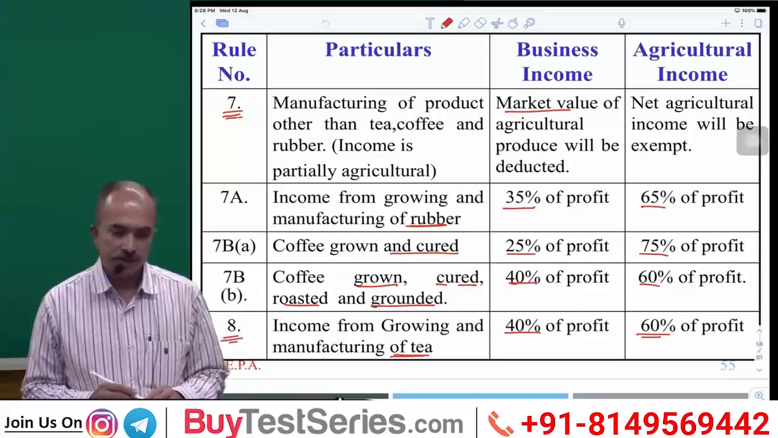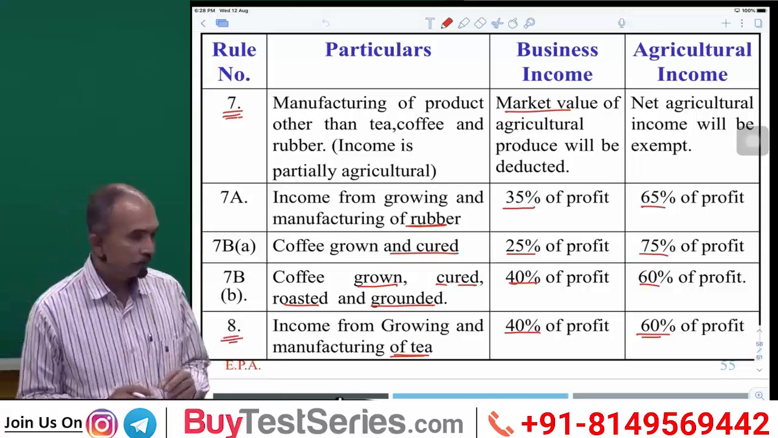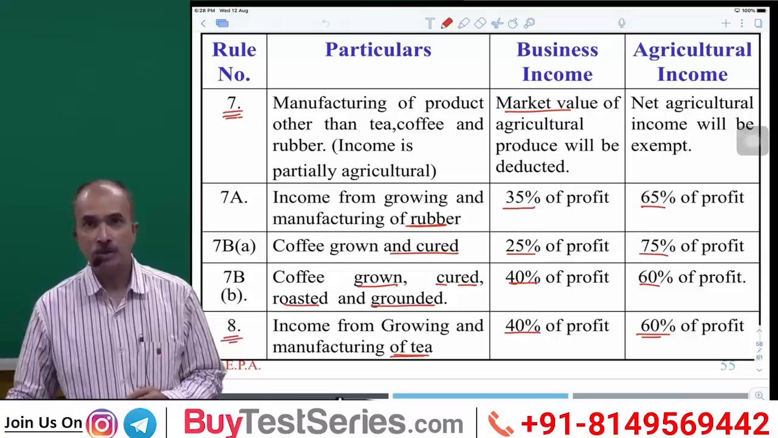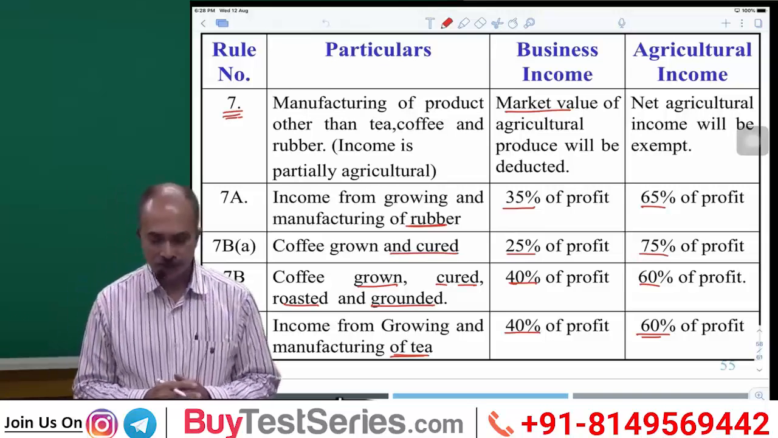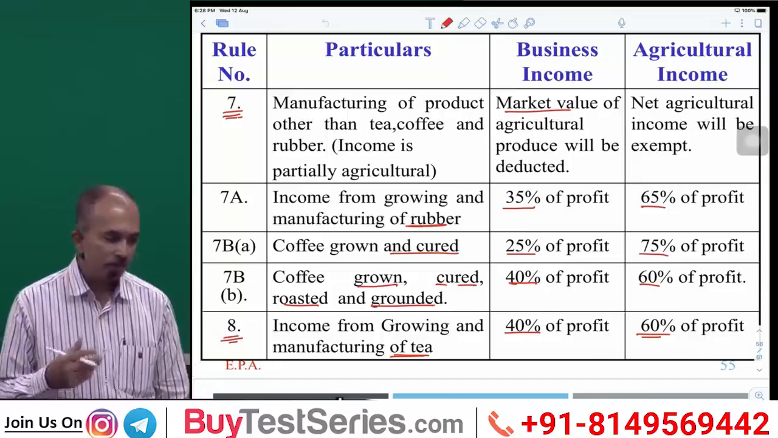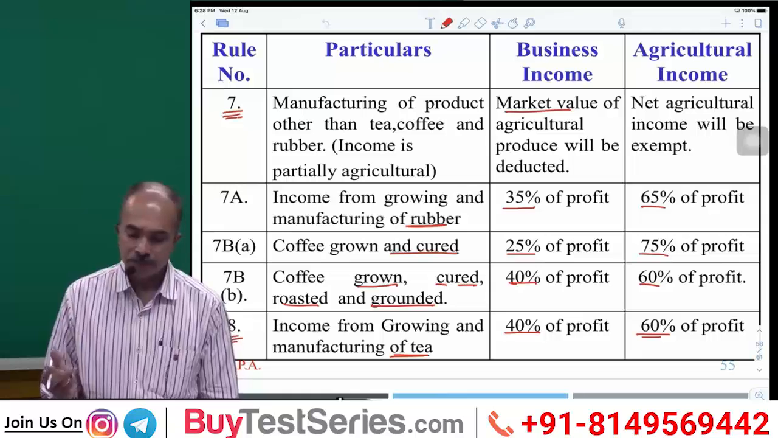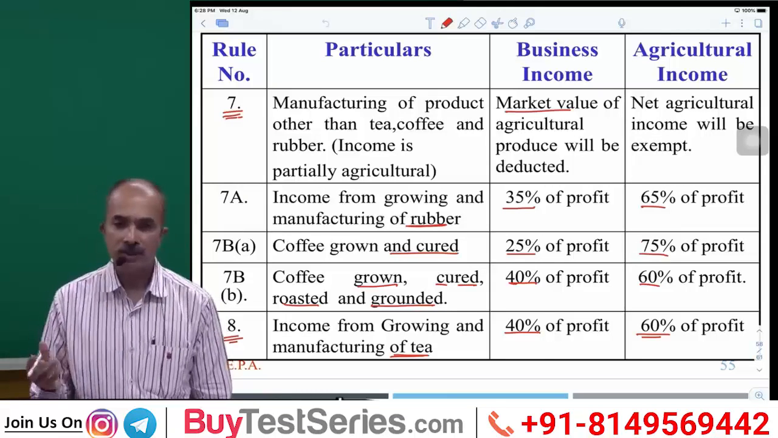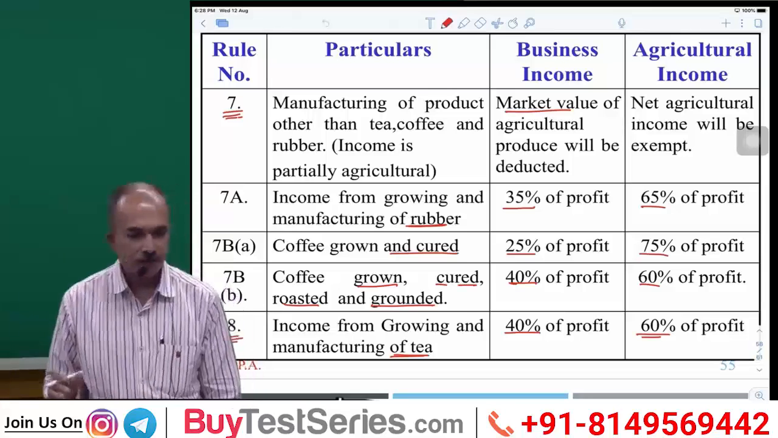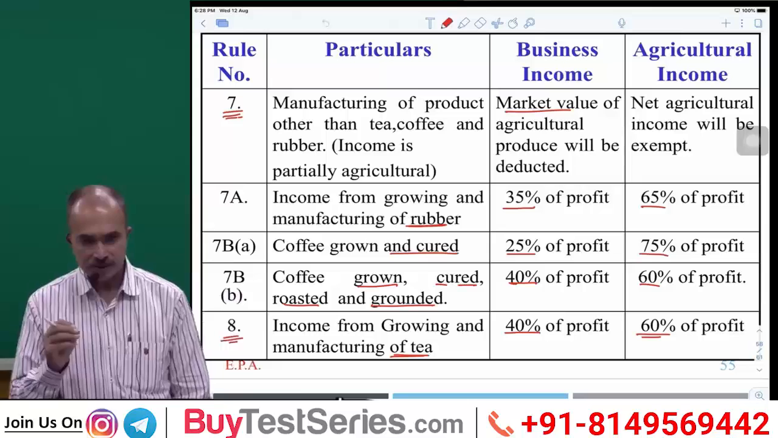Yesterday we were on the concept of agricultural income. Agricultural income we find is exempt under section 10(1). We also discussed what all fits into the definition of agricultural income. We saw if you have a composite activity where you are earning income from agriculture and non-agriculture, then what happens? Then we have to apportion the income into two parts, agricultural and non-agriculture, applying rule 7 and rule 8 of the income tax rules.